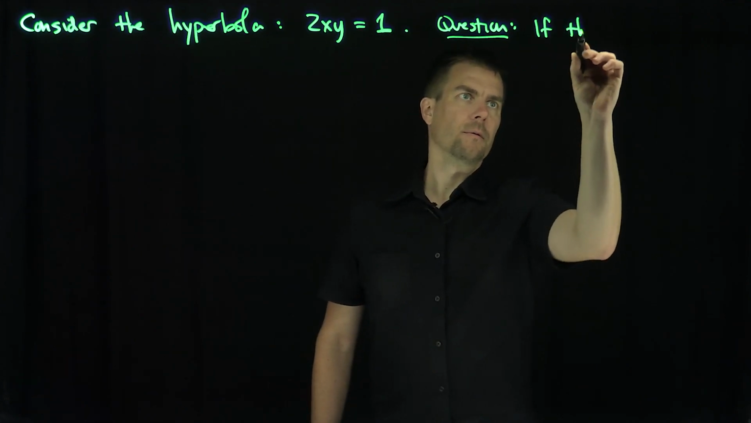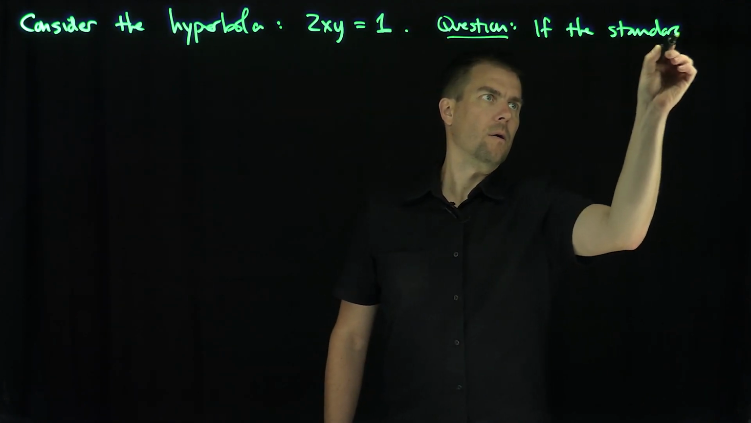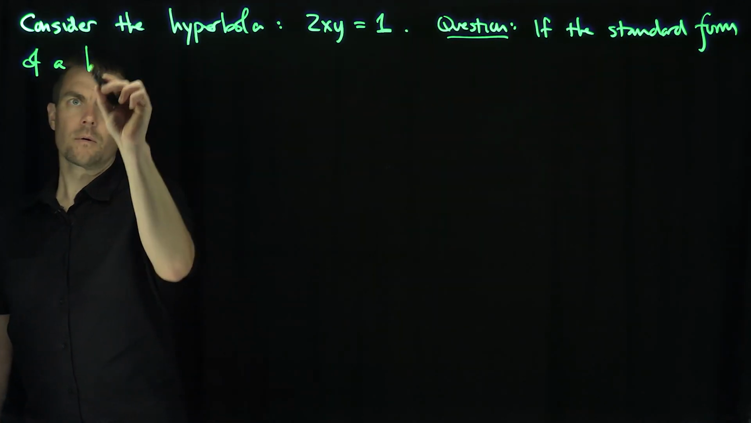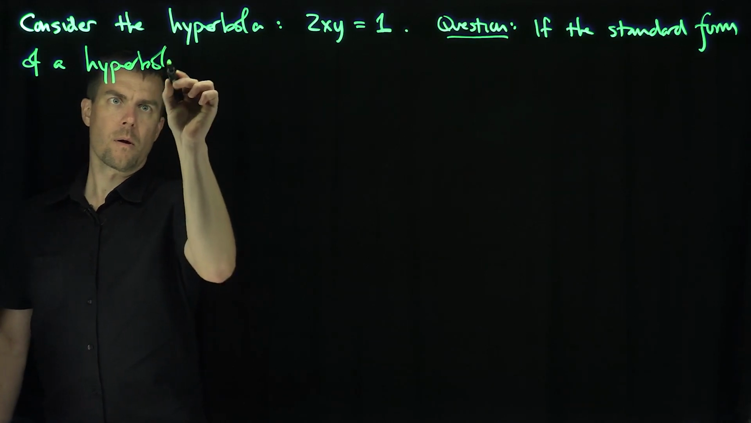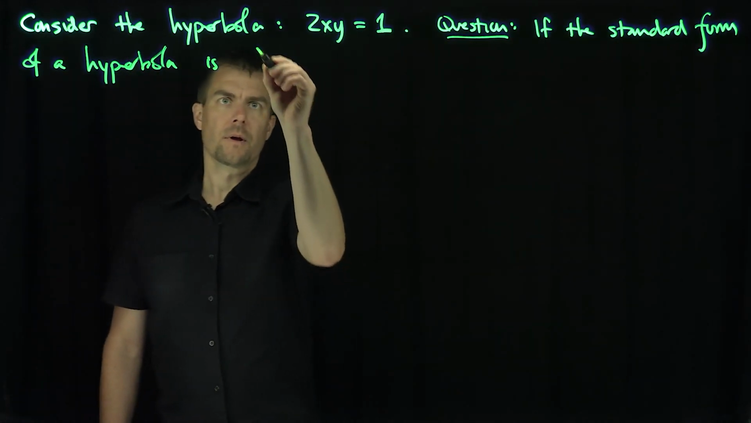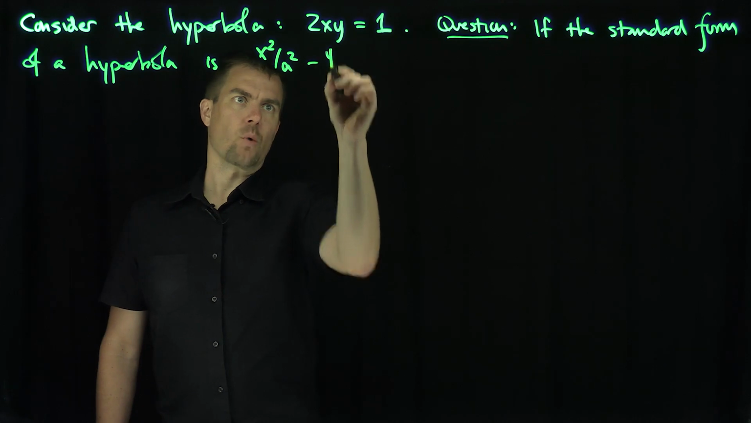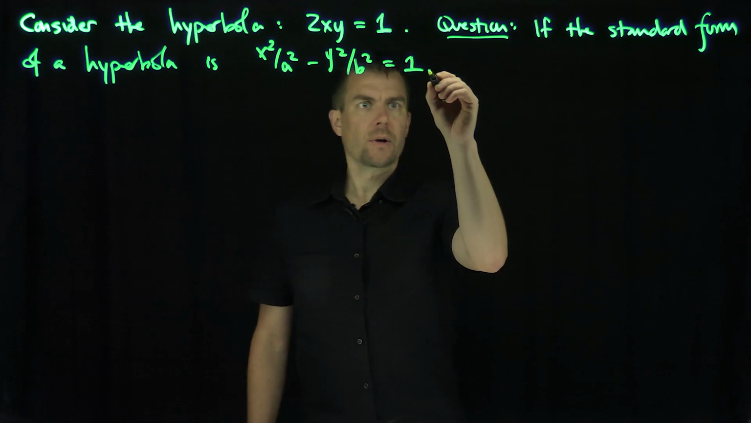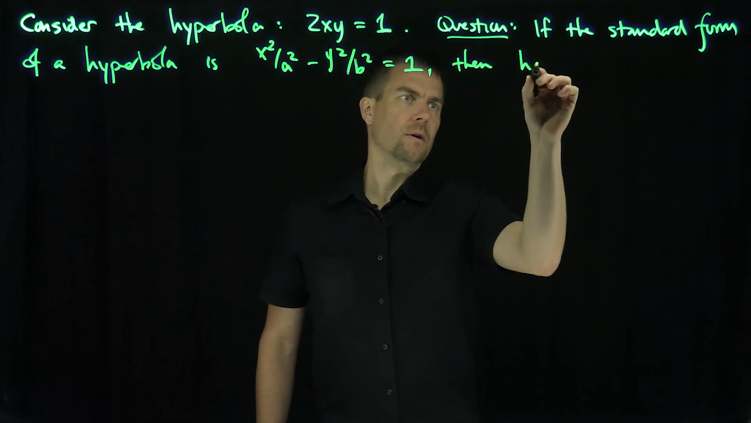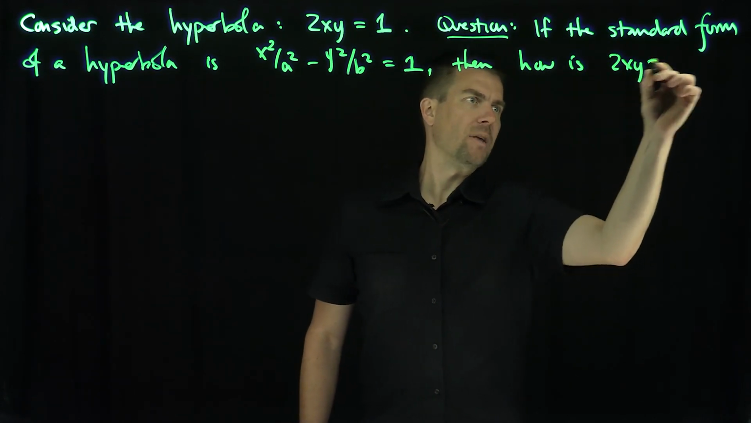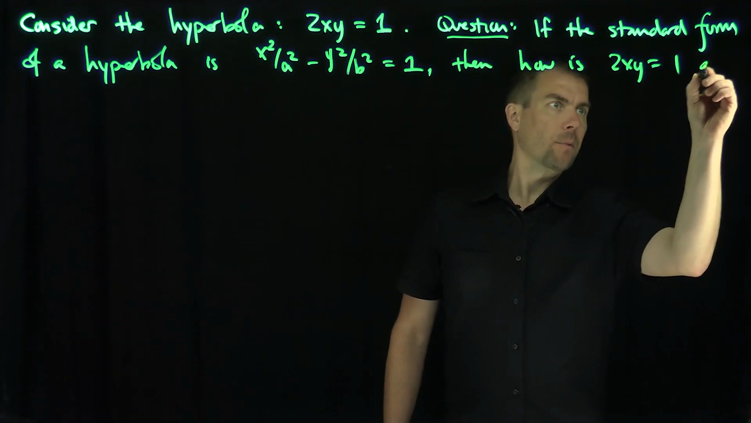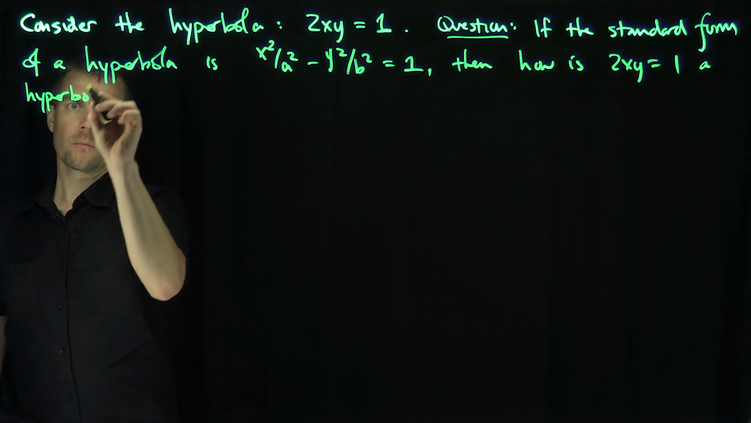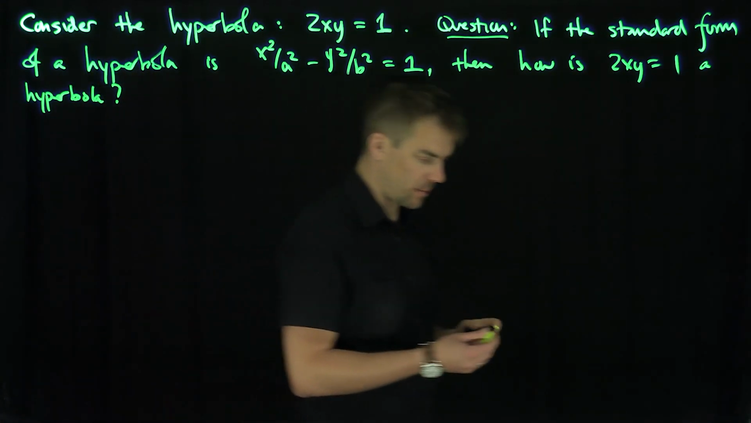if the standard form of a hyperbola is x squared over a squared minus y squared over b squared is equal to 1, then how is 2xy equal 1 a hyperbola? And this is where linear algebra comes in and saves us.